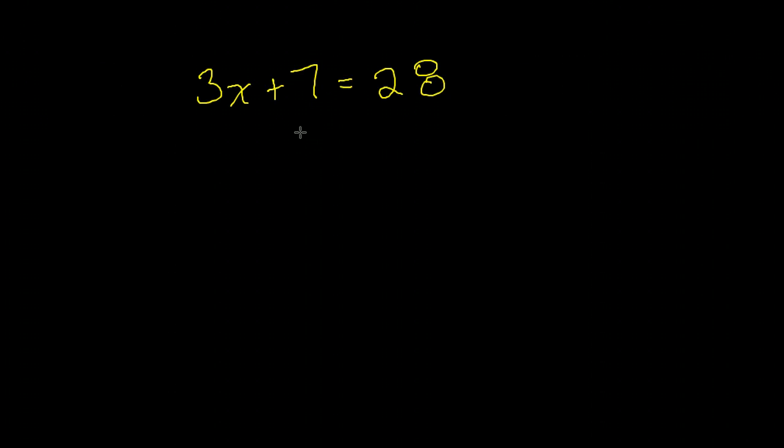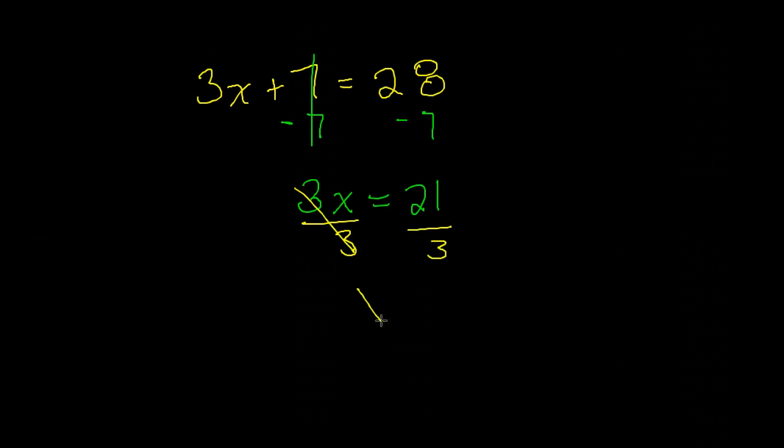is to do the opposite functions, and we have to do them in the opposite order that they occur. See, this is 3 times x and then add 7, so the first thing we want to do is subtract the 7. Okay, those cancel to 0. 3x is now equal to 21, and now this says 3 times x, and what do we do with that? The opposite function, that is to divide by 3. And so x is equal to 21 divided by 3, which is 7.